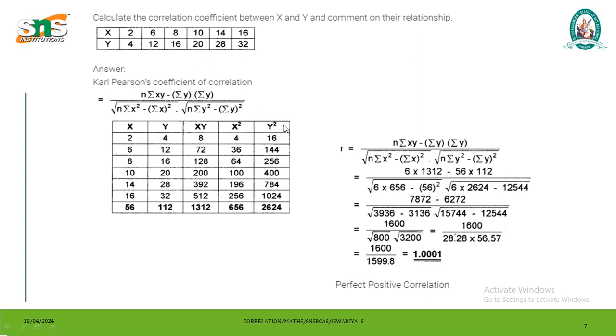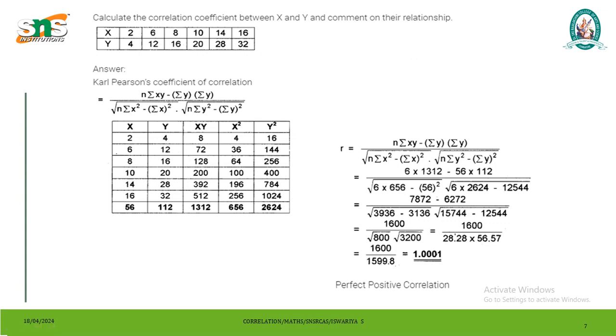Lastly we have to find the value of y squared. For y squared we square the value of y. After that we find the summation for all these values. Summation means we add the values. For summation x we add all the x values. The summation x value is 56, summation y is 112, summation xy is 1312, summation x squared is 6566 and summation y squared is 2624.